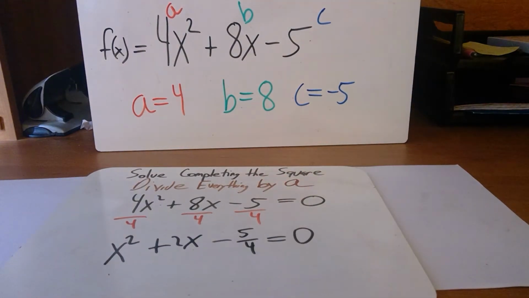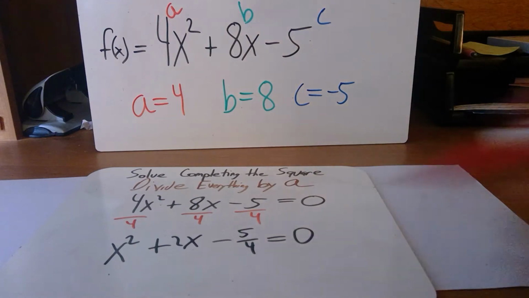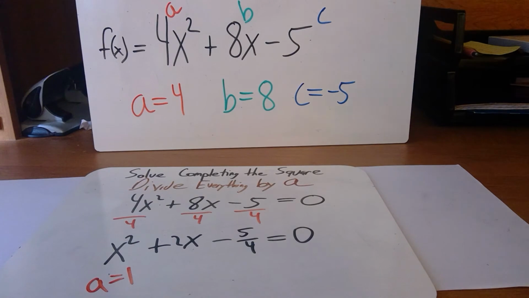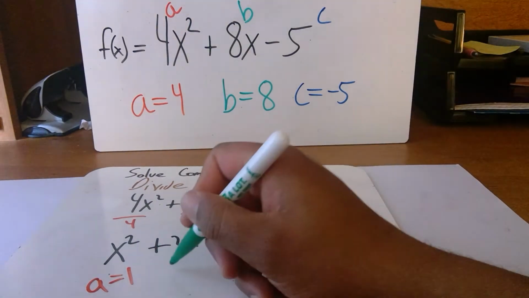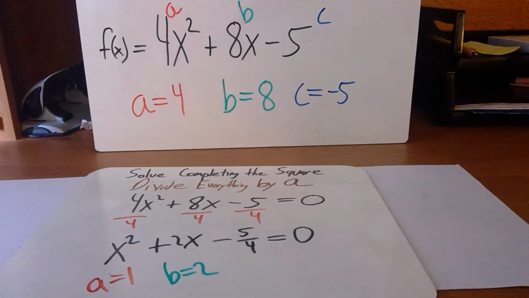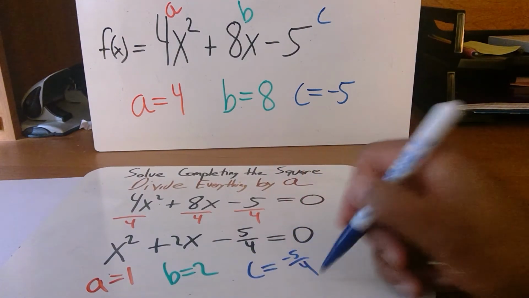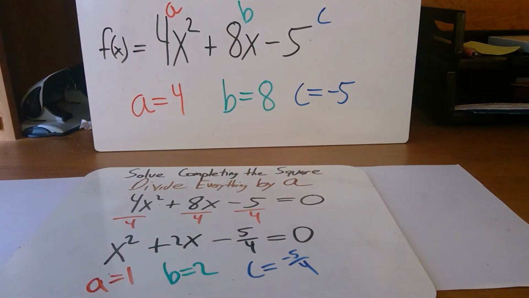I can now use my formula. Because A is 1. My A is 1. My B is now 2. And my C is -5/4. Now we're in business.